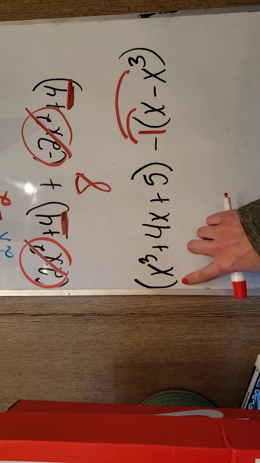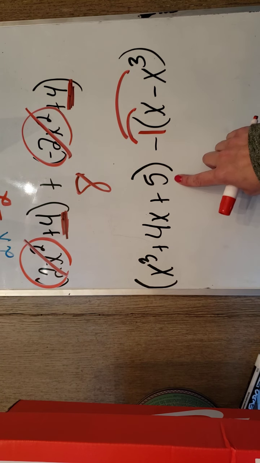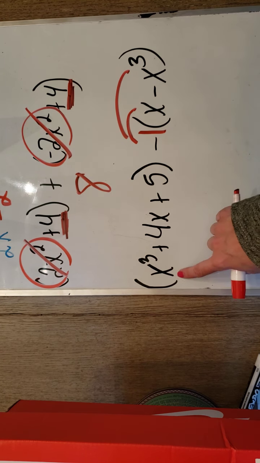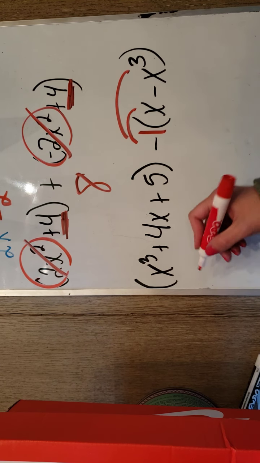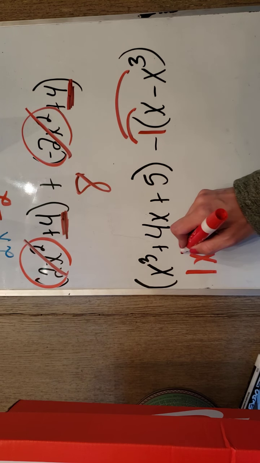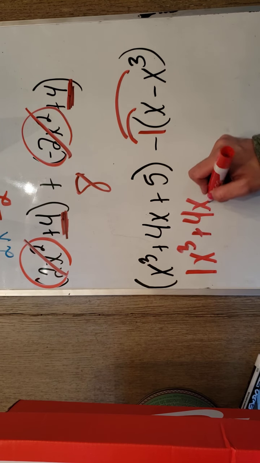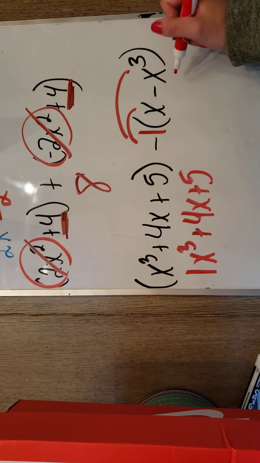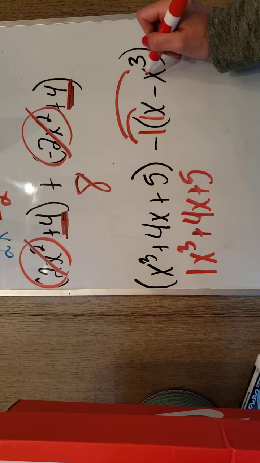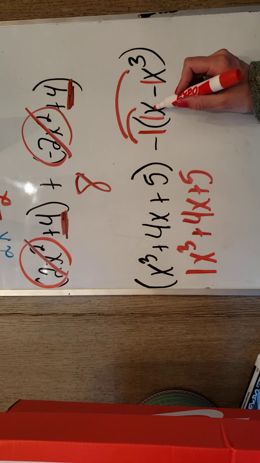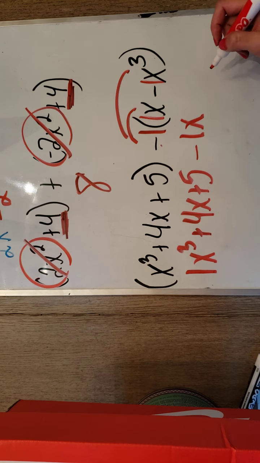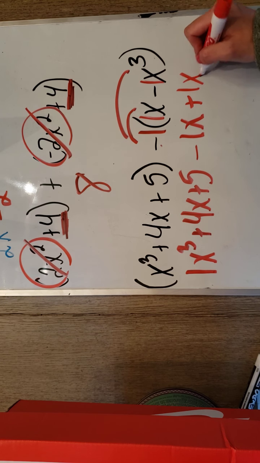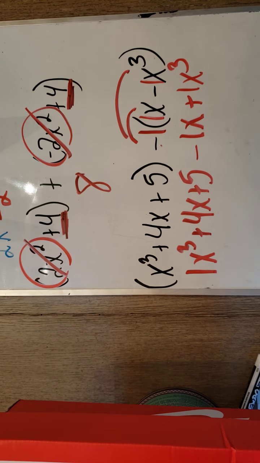And you drop down this first set of parentheses. You also know if there's no number in front of an x, what goes there? A 1. Multiply, and again, when there's x's and no numbers, put a 1. Negative 1 times 1x is negative 1x. Negative 1 times negative 1x cubed is positive 1x cubed. And again, remember, you never touch the exponents, you just drop them down.